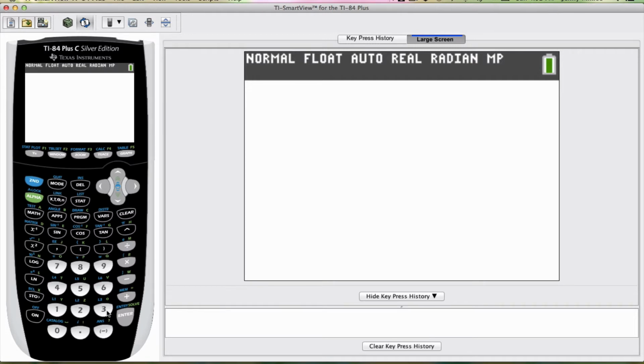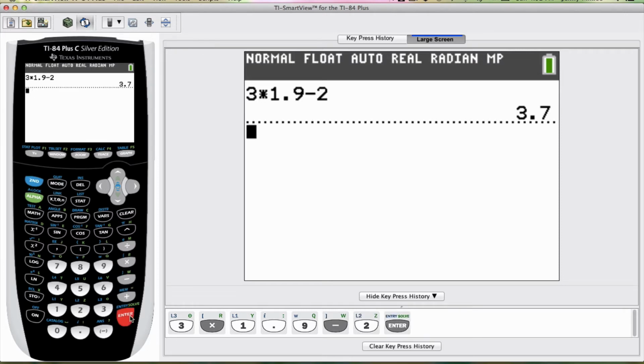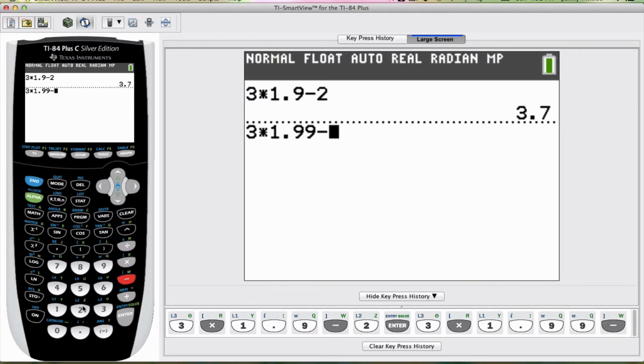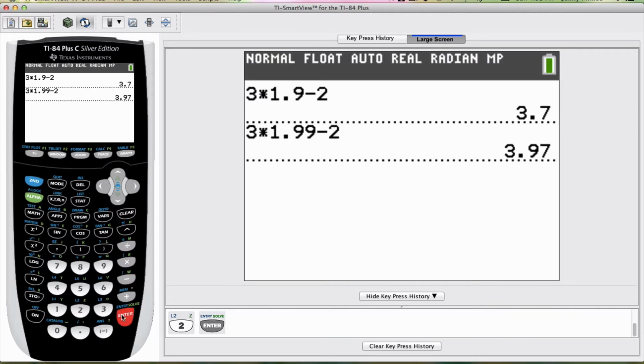The way that most of you are more familiar with would be going 3 times 1.9 minus 2, and we would get an answer of 3.7, so we would write that in. Then we would repeat the process, 3 times 1.99 minus 2, and we would get 3.97. While this is not a difficult way to do this, it can sometimes be a little time consuming.